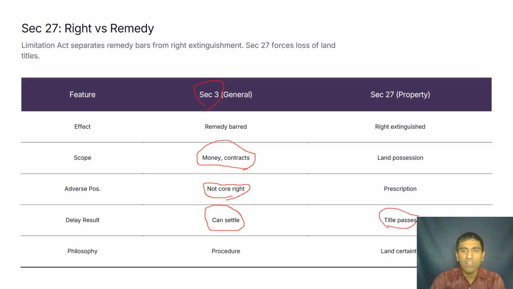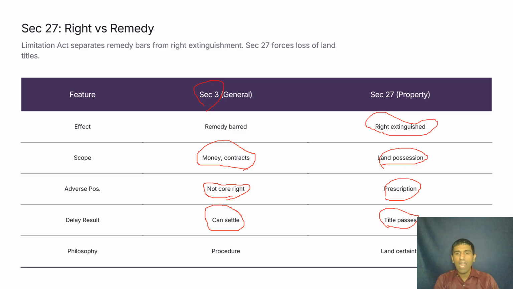But under section 27 it is far more punishing, where it states that the title itself passes on. Essentially, as I said earlier, the right itself becomes extinguished. Whatever title you had to the land is completely gone, completely lost. You can do nothing about it, really.